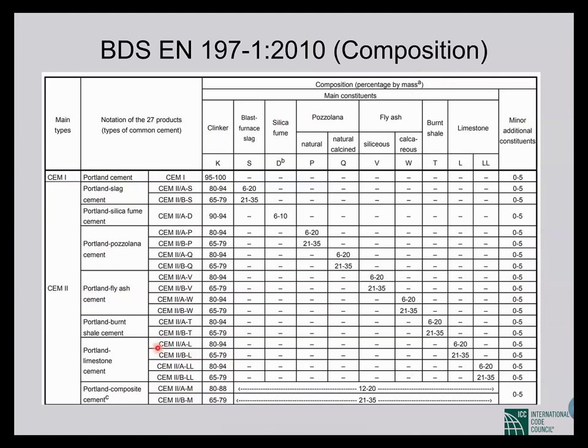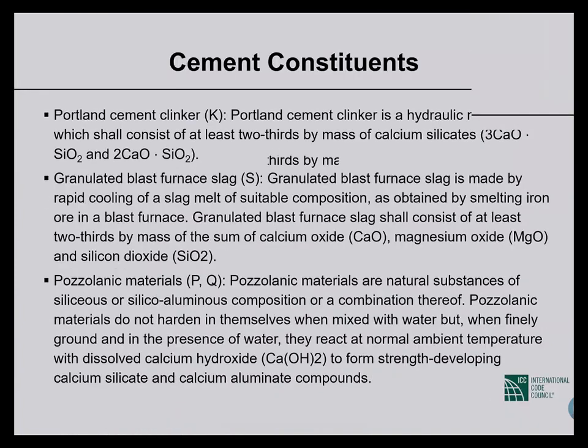That is actually this one, CEM2 A-L or B-L. That is Portland limestone cement, PLC. That is also CEM2, but the main additive is limestone. One company in Bangladesh produces PLC.